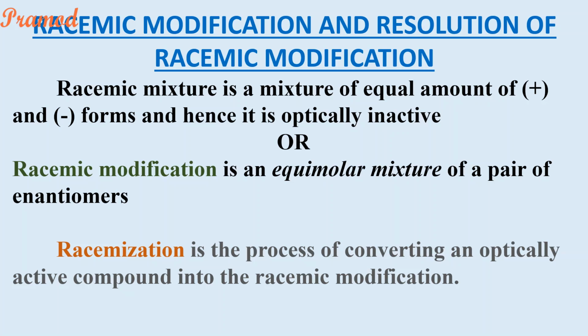Racemization is a process of converting an optically active compound into a racemic modification, that is, conversion of an optically active compound into its two enantiomers in equal concentration. So a racemic mixture or racemic modification is an equimolar mixture of both enantiomers, and racemization is the process of converting an optically active compound into its racemic mixture. These definitions are very important.